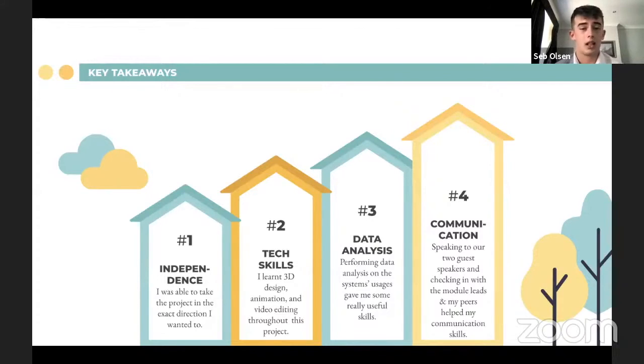Next up, tech skills. I learned 3D design, animation and video editing throughout this module, which I've used in further projects in TGS. Data analysis, performing data analysis on the system's usages gave me some really useful skills, some of which I'm using for a project this term.